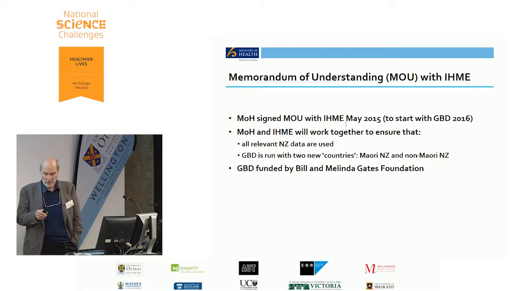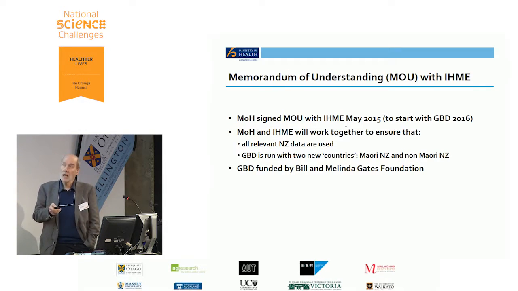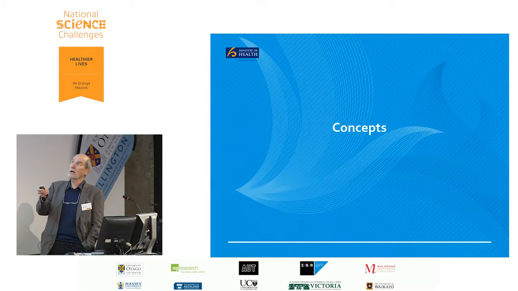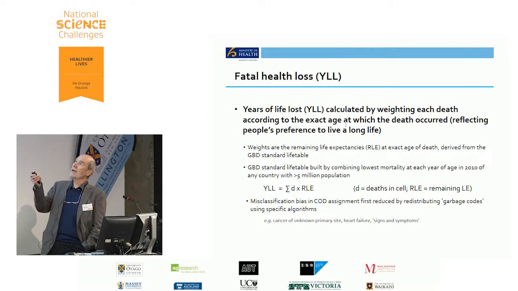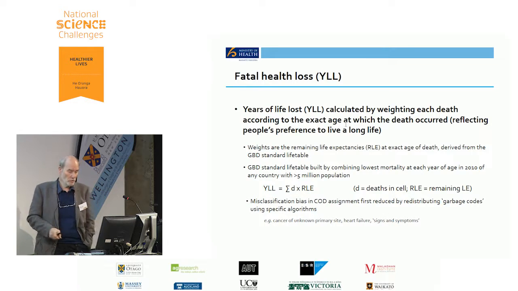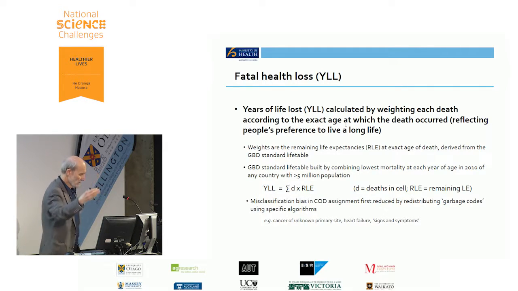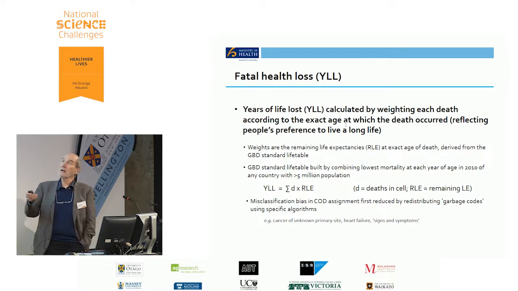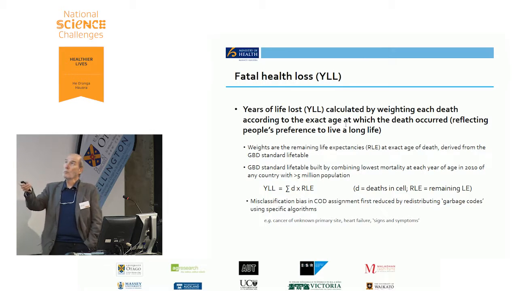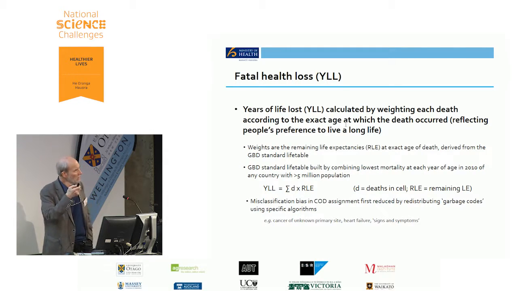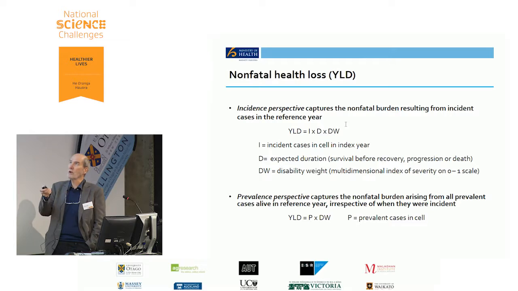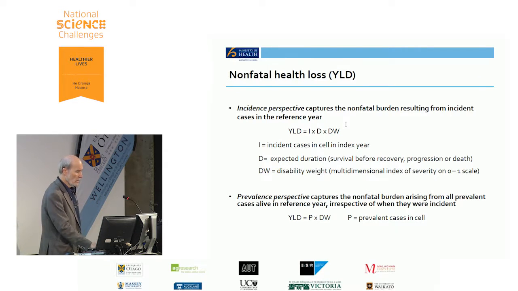I'm going to just touch on these concepts for you. The details are less important than that you get the point about years of life lost, which is weighting each death according to the exact age at which the person died, in comparison with a particular life expectancy. And then there's the non-fatal loss, years lived with disability, which is basically years of impaired health, and there's both an incidence perspective and a prevalence perspective. So this is based on new diseases, and this is based on longer standing disease in the community.